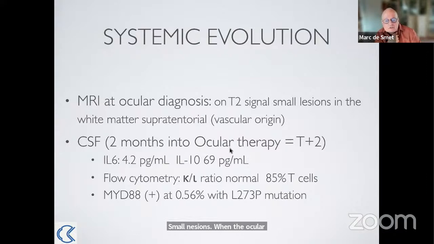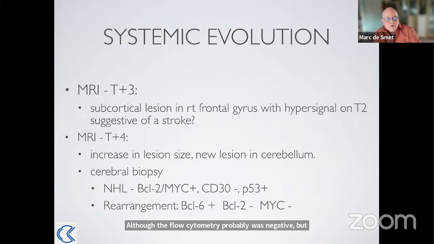The CSF, interestingly, as far as I'm concerned, was positive. They considered that it was not, although the flow cytometry probably was negative, but a MyD88 was positive in a few cells. So an MRI was done 3 months later. It shows subcortical lesions in the frontal gyrus. Still nothing is done because there was maybe suspicion of stroke. A month later, there's an increase in the size of the lesion.